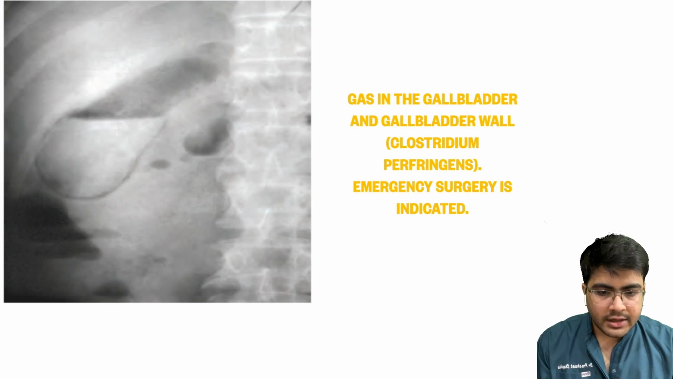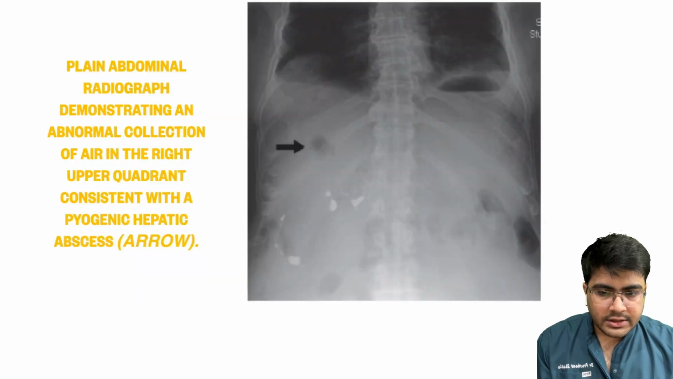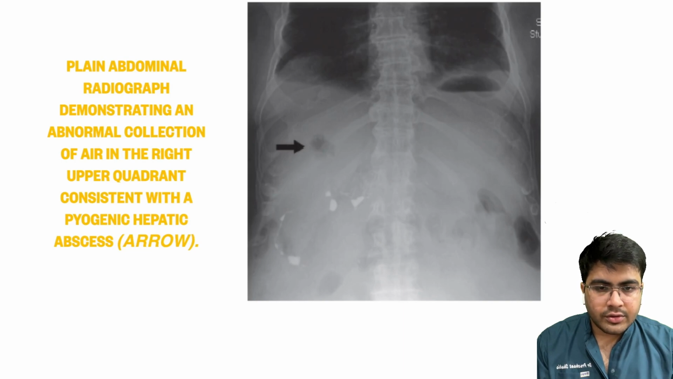So here you can see the gas is present in the gallbladder and the gallbladder wall, and this is known as emphysematous cholecystitis, which is due to the Clostridium perfringens infection, and emergency surgery is indicated in these patients. So again, you can see the plain abdominal radiograph demonstrating an abnormal collection of air in the right upper quadrant, consistent with the pyogenic hepatic abscess. So you are pretty sure now that there is anaerobic growth in this abscess, and you need to treat accordingly.